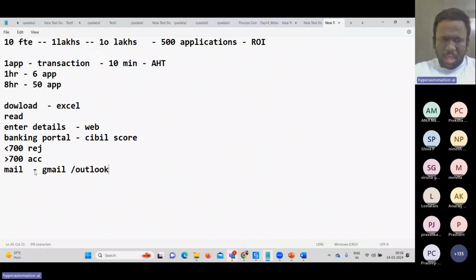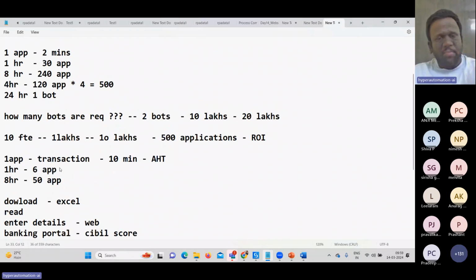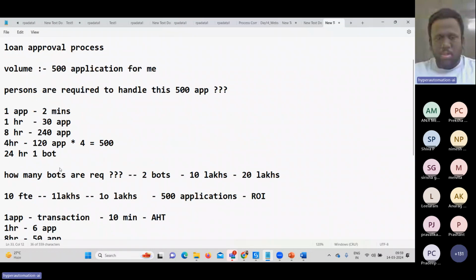Right. So we have utilized around 3 applications in your process. And also we have around 6 to 7 steps in the process. And the average handling time is something around 2 minutes when you try to automate. Right. So let's keep these things aside and we'll jump into our other concept.